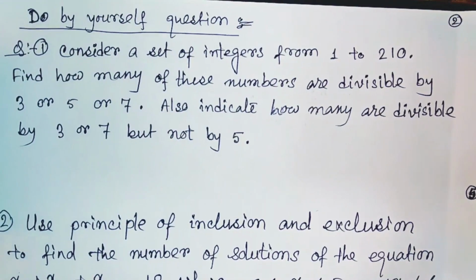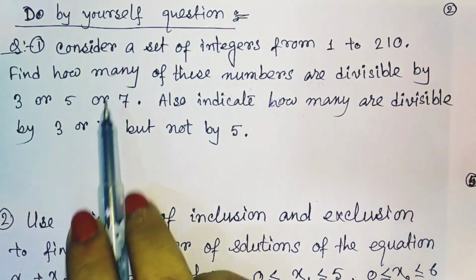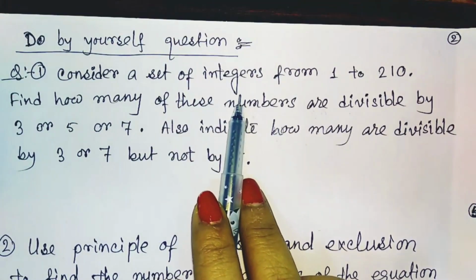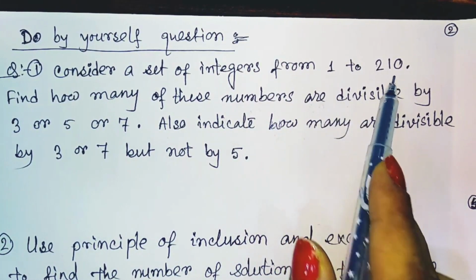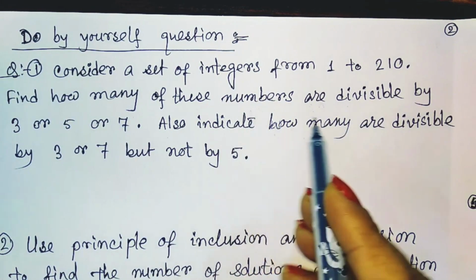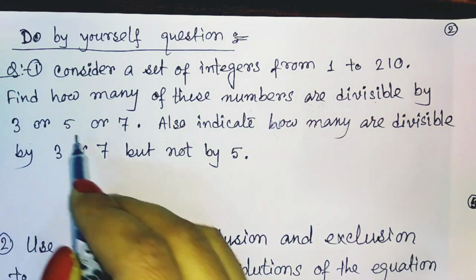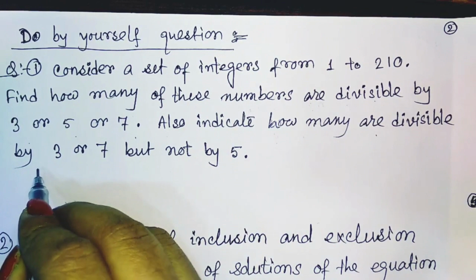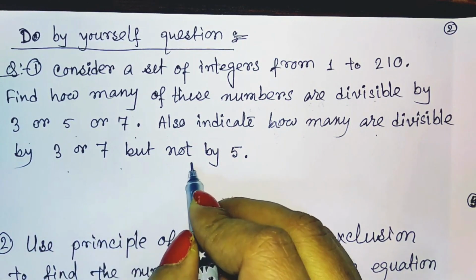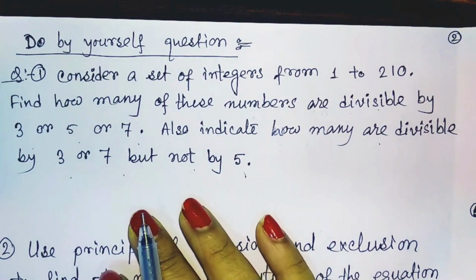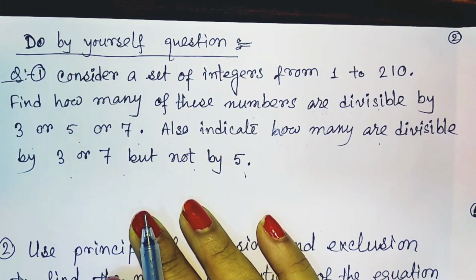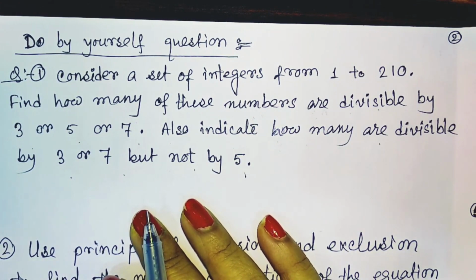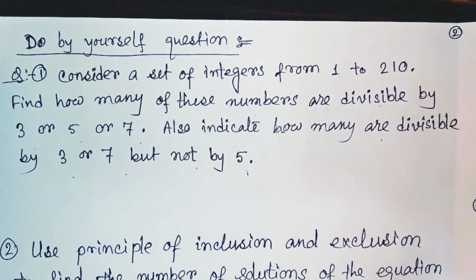Now, one similar question I am giving to you, which you should do by yourself. So the question is, consider a set of integers from 1 to 210. Find how many of these numbers are divisible by 3 or 5 or 7. Also indicate how many are divisible by 3 or 7 but not by 5. So this one is similar to the previous question. Using the inclusion-exclusion principle, do it by yourself and give the answer in the comment box. I am waiting for your answer.